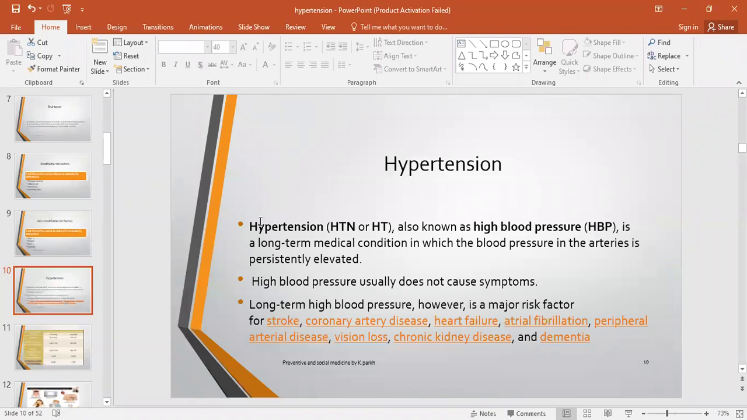Hypertension, also known as high blood pressure, is a long-term medical condition in which the blood pressure in the arteries is elevated. High blood pressure usually does not cause any symptoms, but long-term high blood pressure is a major risk factor for certain diseases like stroke, coronary artery disease, heart failure, atrial fibrillation, peripheral artery disease, vision loss, CKD, and dementia.